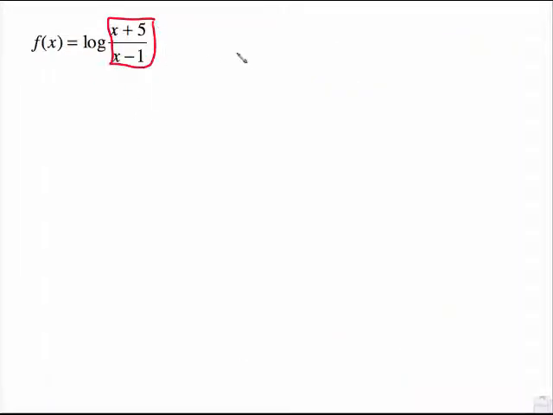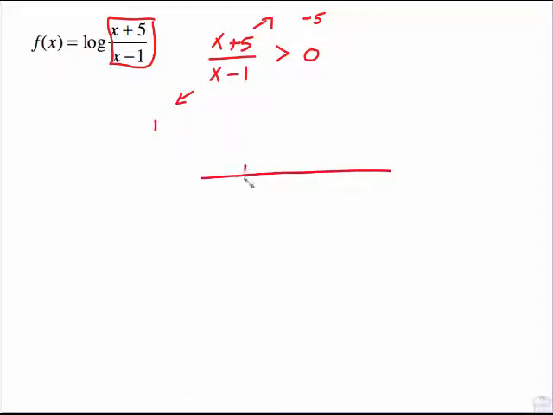There's my argument. I need to set that quantity, x plus 5 over x minus 1, greater than 0. A couple of videos ago, we looked at how to solve a rational inequality, and it's very similar to what we just did a second ago. Solve the top equal to 0 gives you negative 5. Solve the bottom equal to 0 gives you 1. Put those numbers on your number line, and be sure you put them in the appropriate place. Negative 5 needs to be to the left of 1.